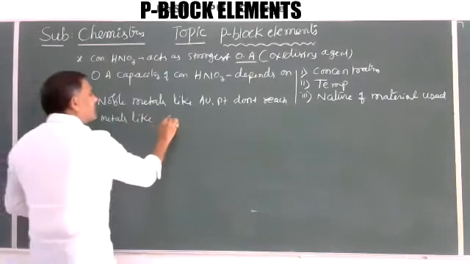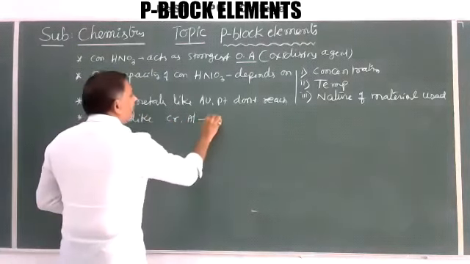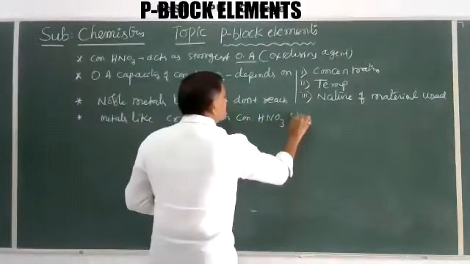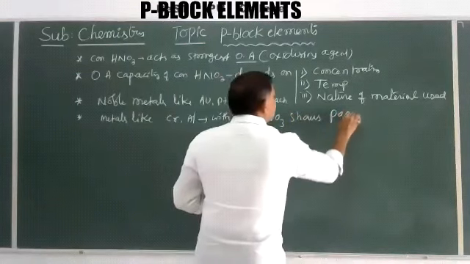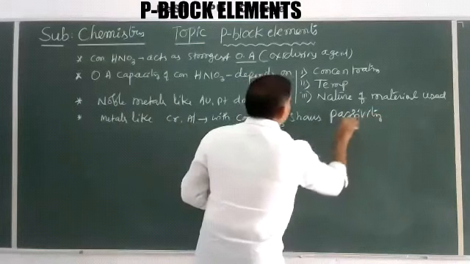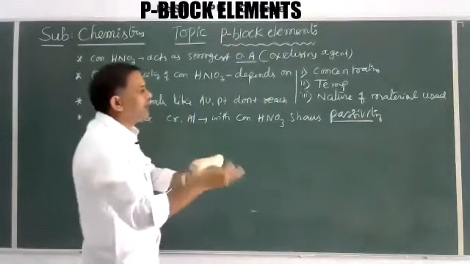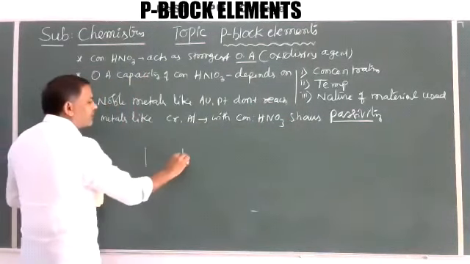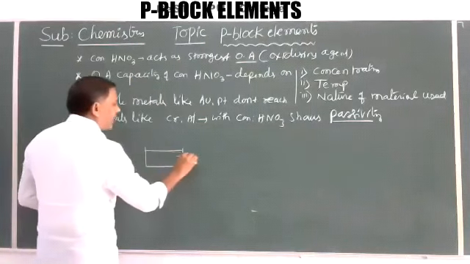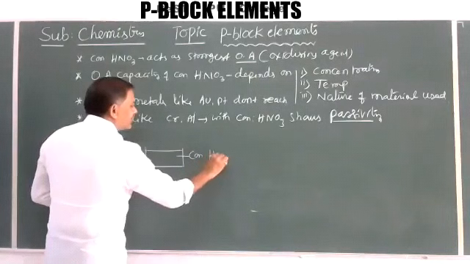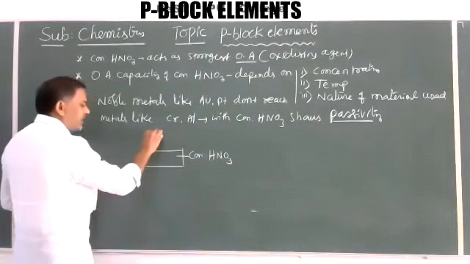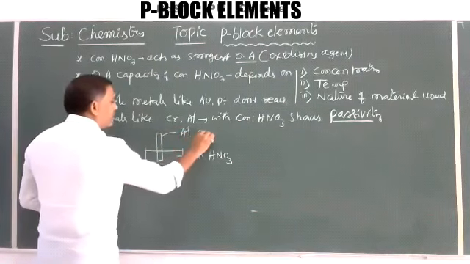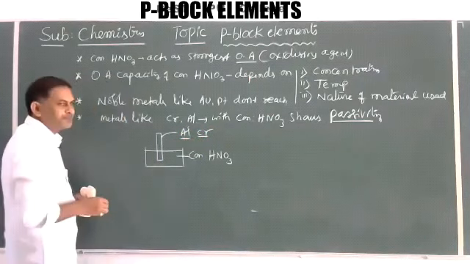like chromium and aluminium with concentrated HNO3 show passivity. Passivity means they do not react. Initially it reacts, but further reactions cannot take place. For example, take concentrated HNO3 and insert an aluminum rod or a chromium rod, an aluminum or chromium strip, into this.